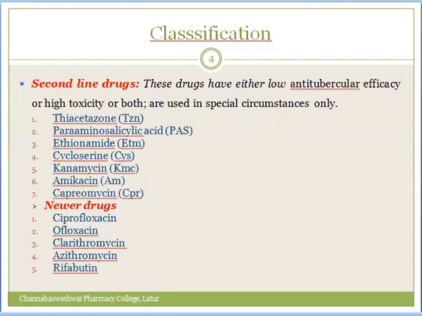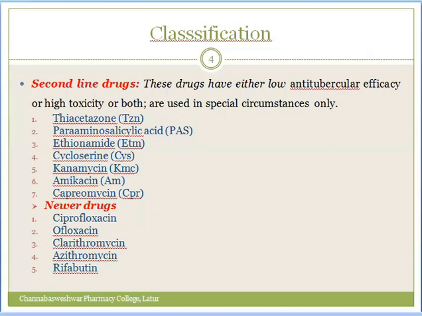Now, the second category, second line drugs. These drugs have either low anti-tubercular efficacy or high toxicity, or both, and are mainly useful for special circumstances only. Examples of second line drugs are thiacetazone, para-aminosalicylic acid, ethionamide, cycloserine, kanamycin, amikacin, capreomycin, and some newer drugs.